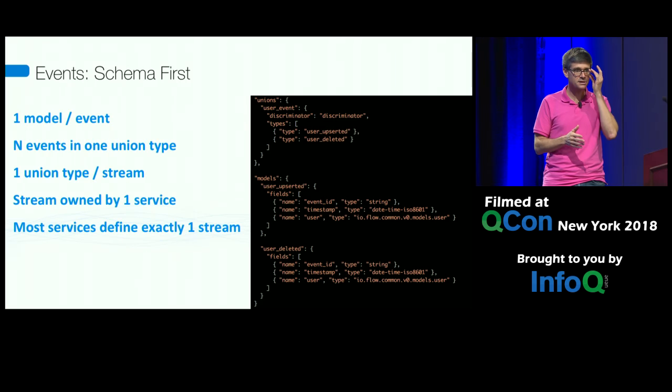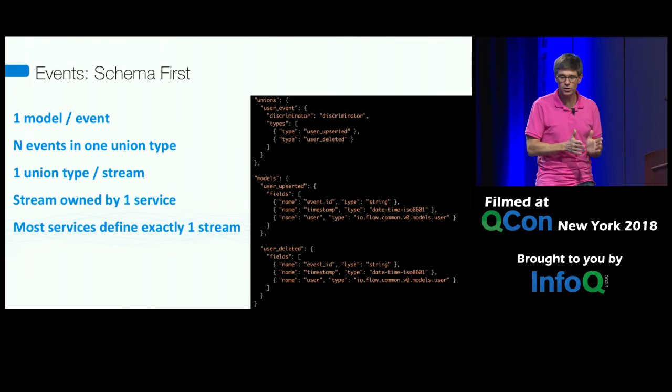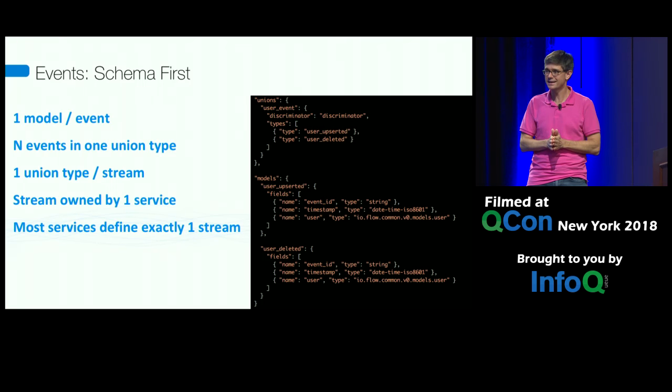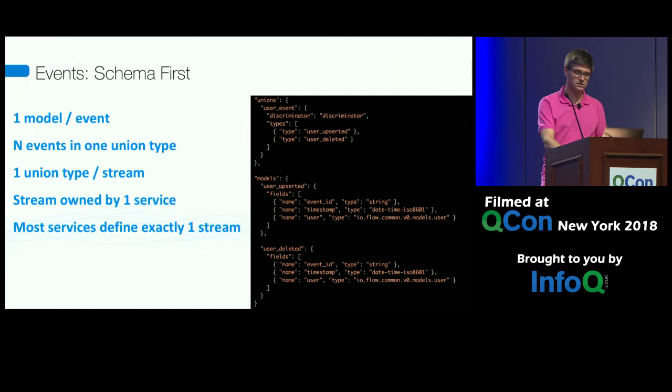This is nice because now we can control things. If we have a very high velocity event, it's very easy to just give it a dedicated stream. But generally, the common case is that a microservice will have one union type that's published in one stream for others to consume. Streams are owned by exactly one service. So if there is a user event, it can only be published by a single microservice. That way, you can go back to the source. And again, most services define exactly one stream.